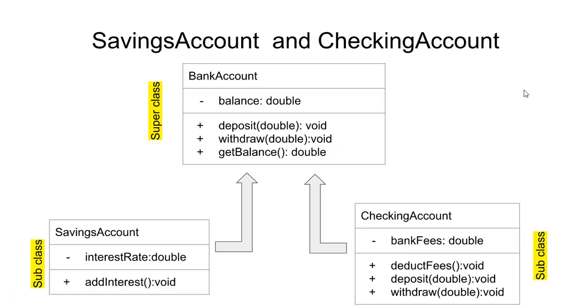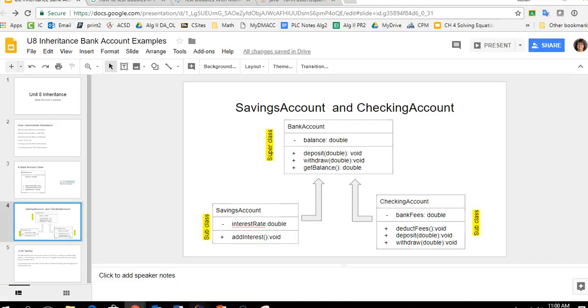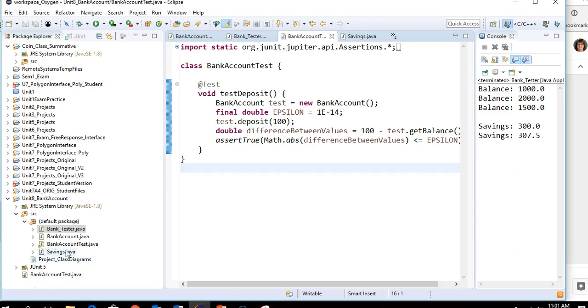Okay, we are going to now write the code for our subclass savings account. If you take a look at the bottom left-hand side of the screen, we're going to add an interest rate and we're going to have it calculate interest as well. So we're going to jump over to Java, to Eclipse, and I've already written some of the code behind the scenes. So let's take a look at what we got.